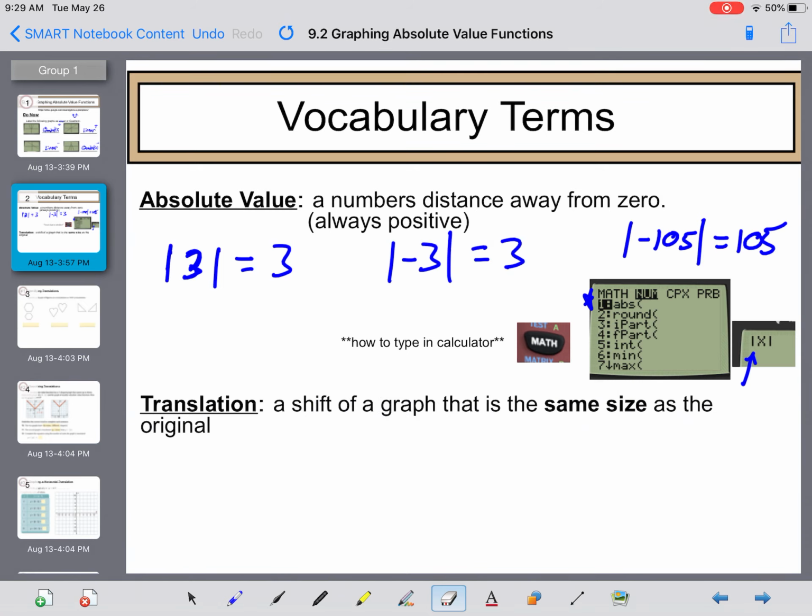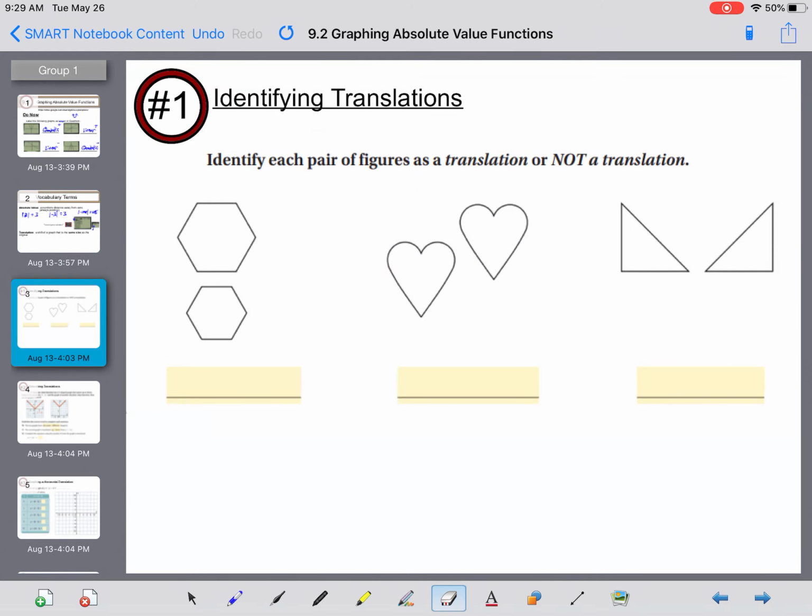A translation, we're going to be talking about that. In terms of these graphs, that's a shift of a graph that is the same size as the original. We're going to see a few of those.